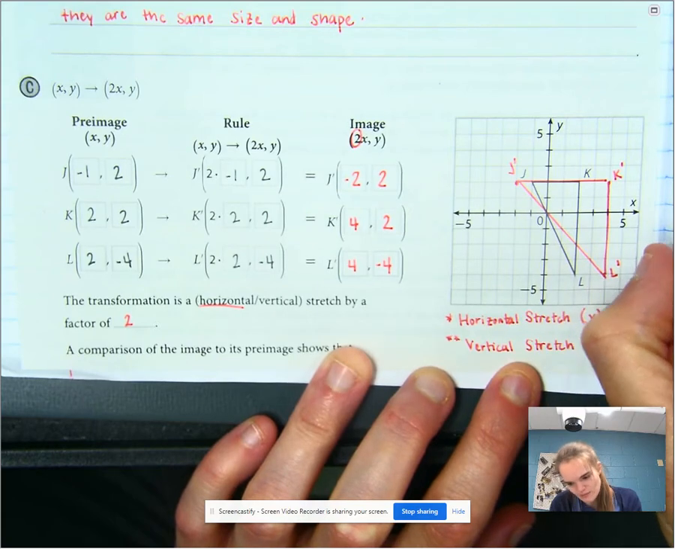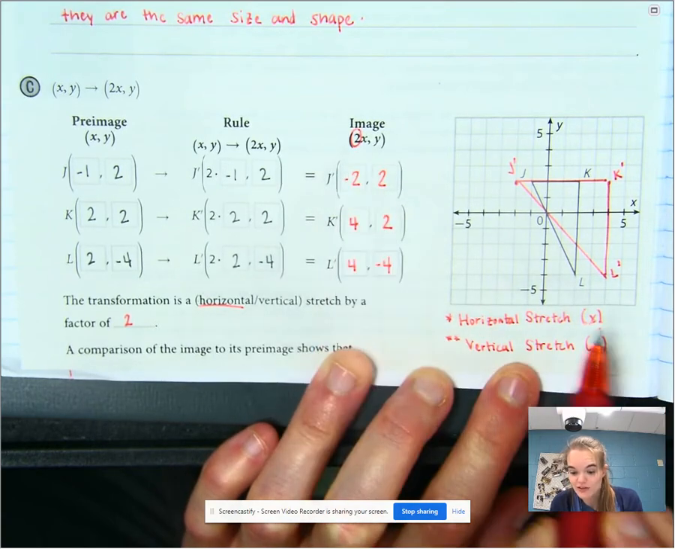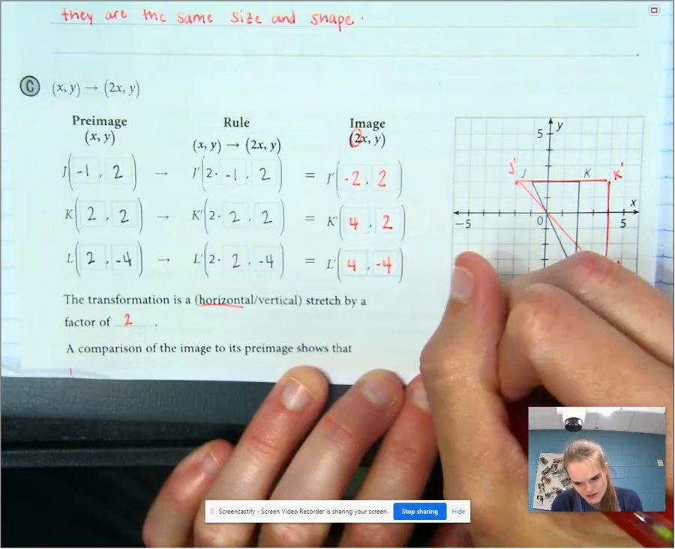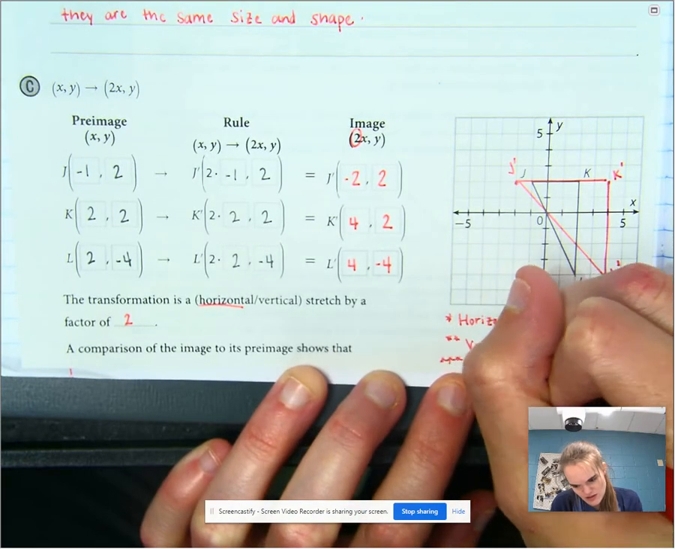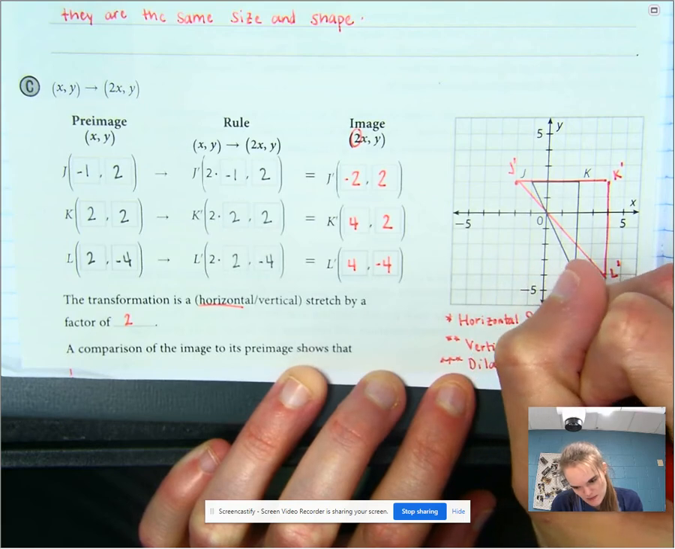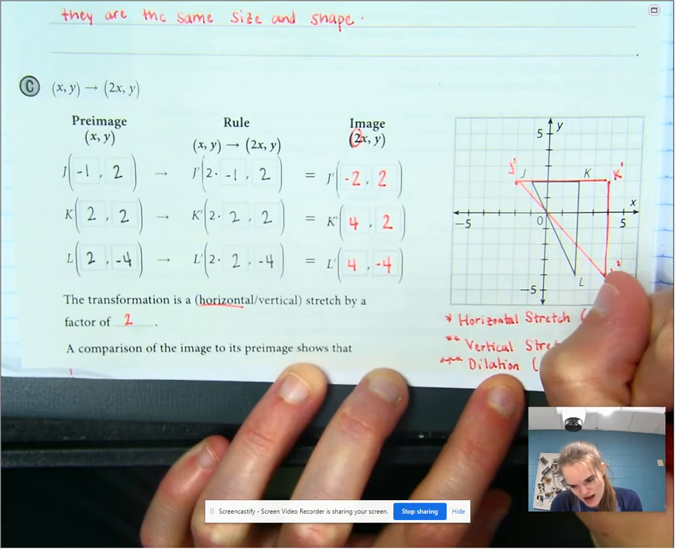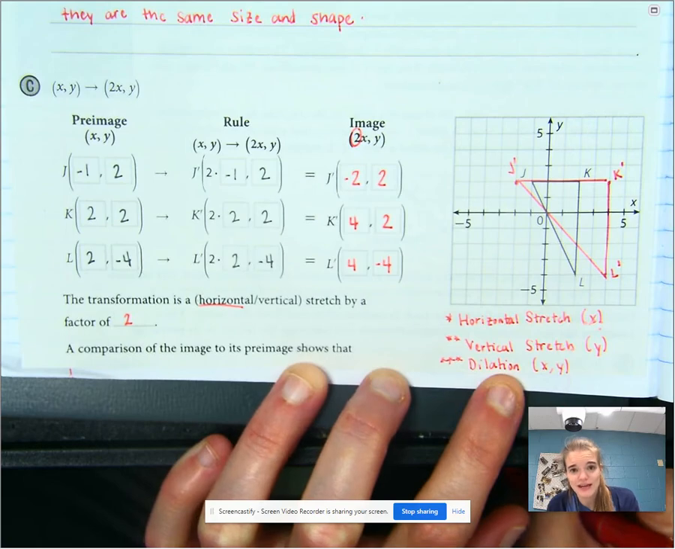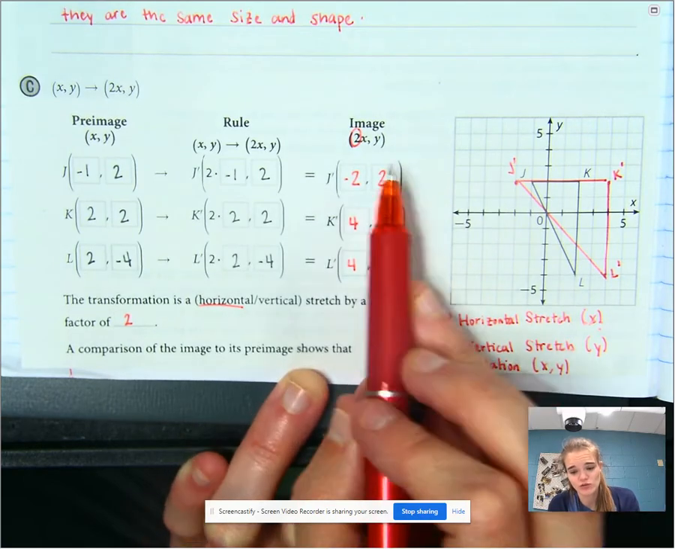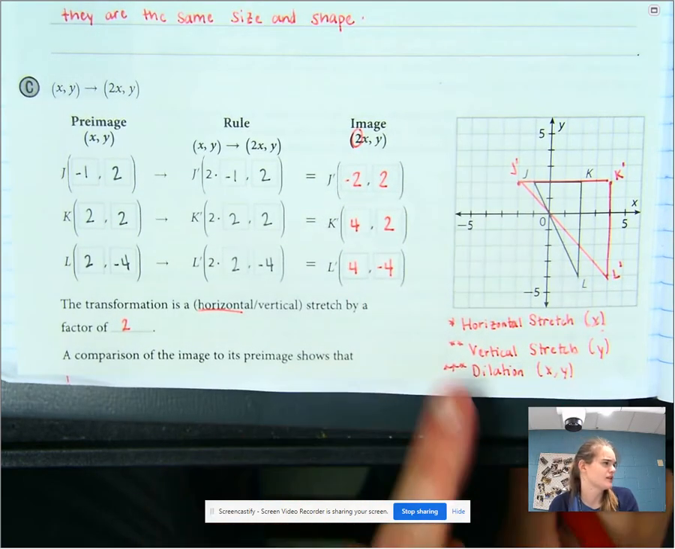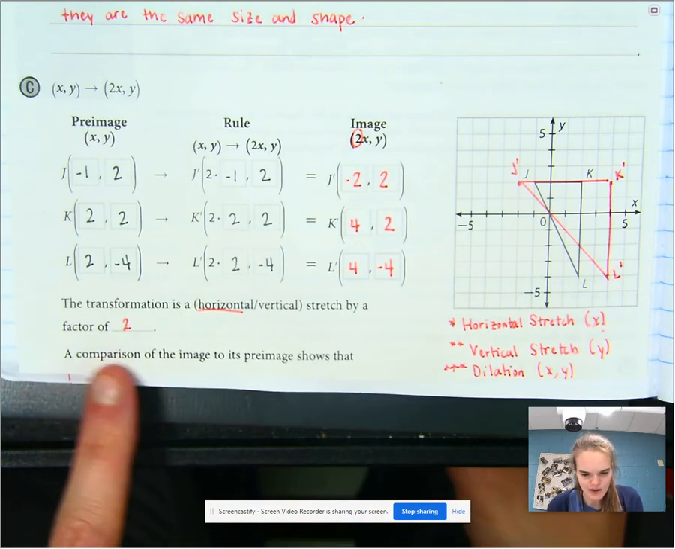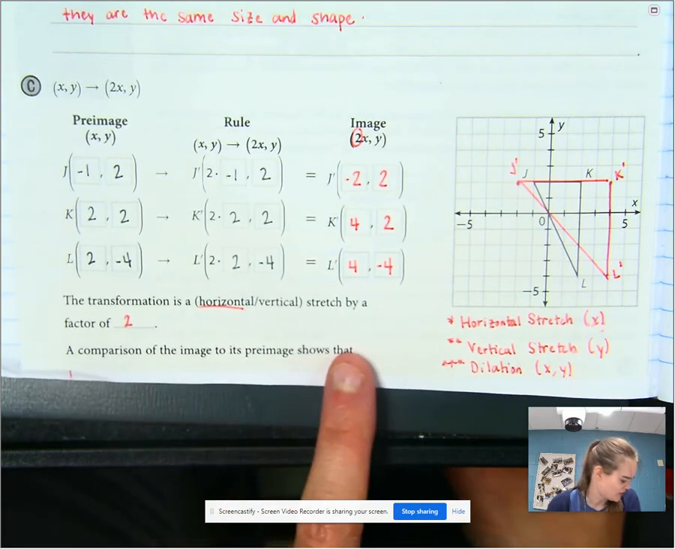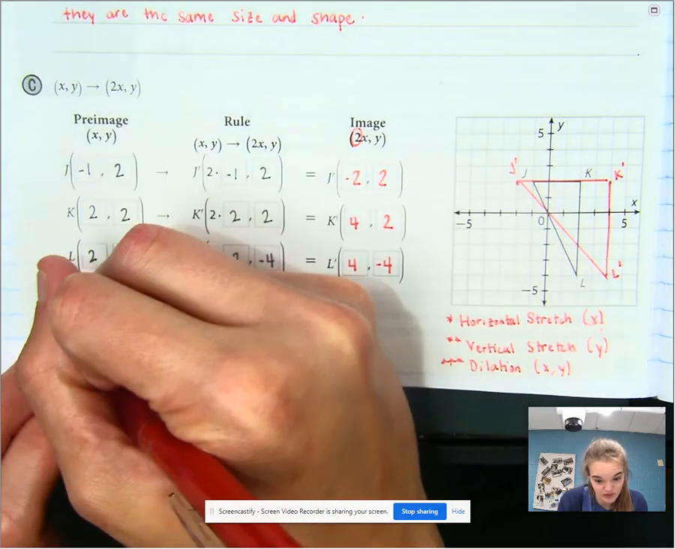Is y, meaning a number multiplied by x, a number multiplied by y. A dilation is x and y got multiplied by the same number. So like it would have said 2x, 2y. Okay, that's a nice little note you need at the bottom of your paper there. So a comparison of the image to its pre-image shows that they're now different sizes.